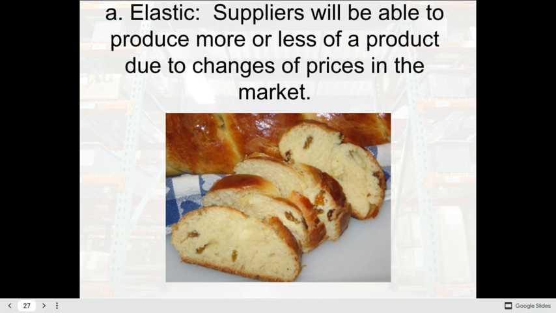And then, of course, there's the opposite of that. That would be inelastically supplied goods. And so those would be some of the things I mentioned. Oil, apples, for instance. It's going to take a while for producers to be able to catch up to the possible prices that they're going to receive. And so inelastically supplied goods, the suppliers will not be able to produce more or less of the product right away. Oranges are another example, for instance.